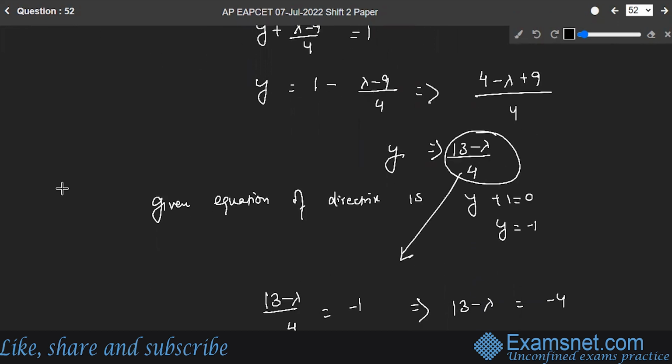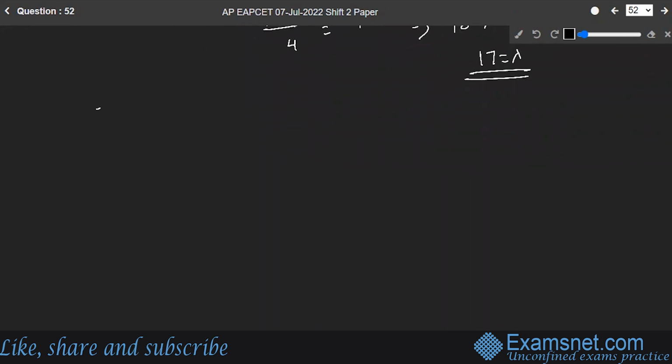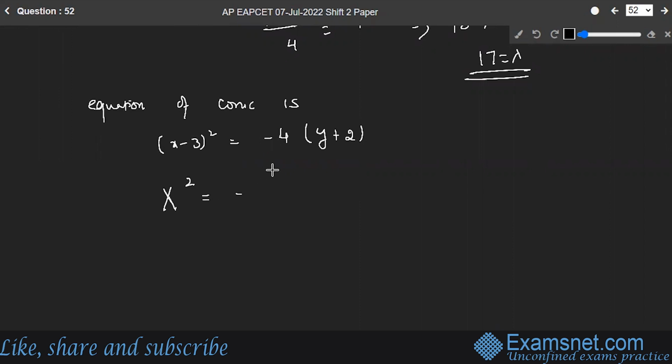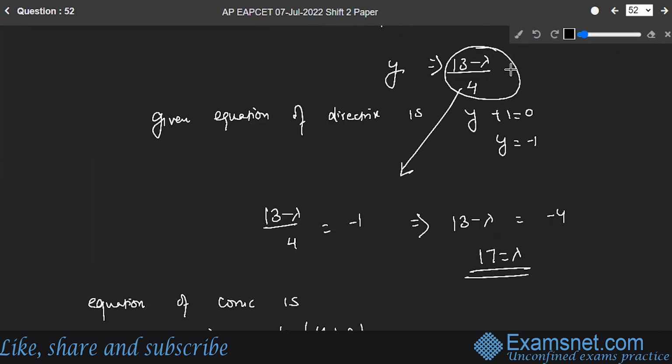So, given equation of conic is x minus 3 whole square is equal to minus 4 y plus 2. Right? So, this will give you x square is equal to minus 4y. So, over here, vertex is x is equal to 0 and y is equal to 0. I hope you got now how I'm getting this y plus 2.